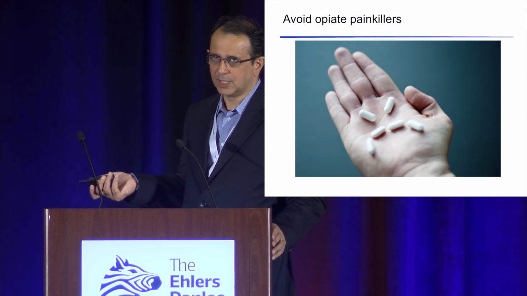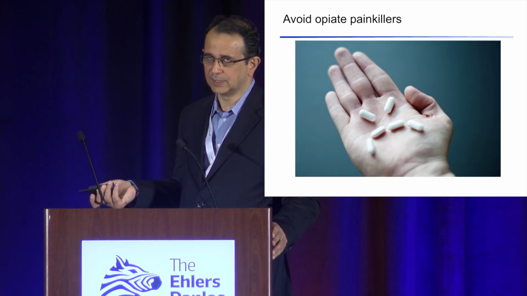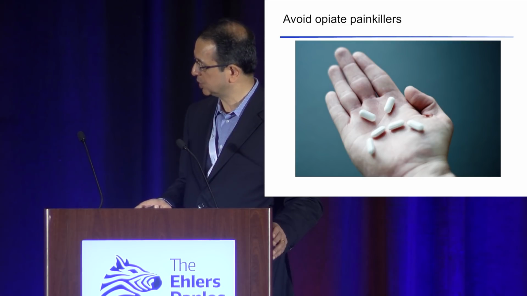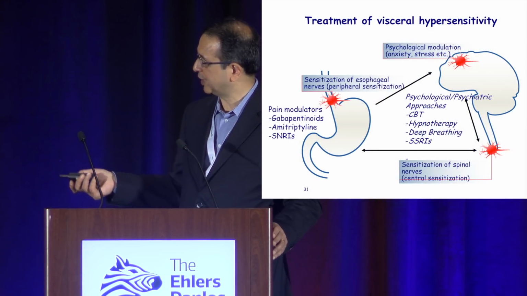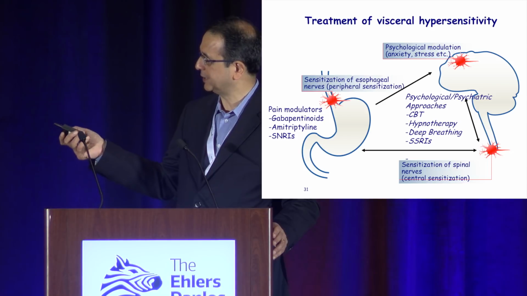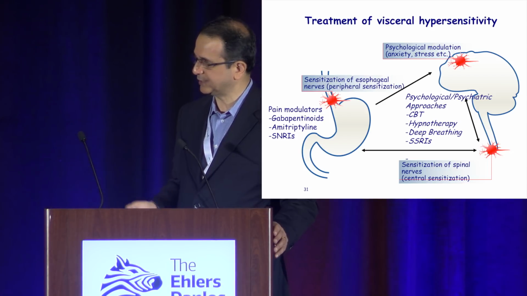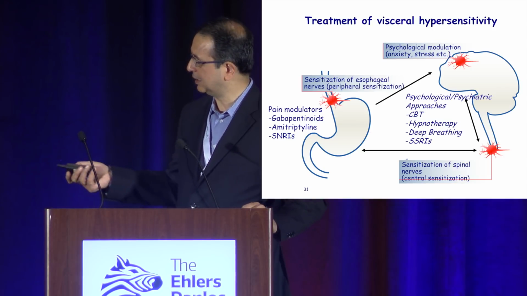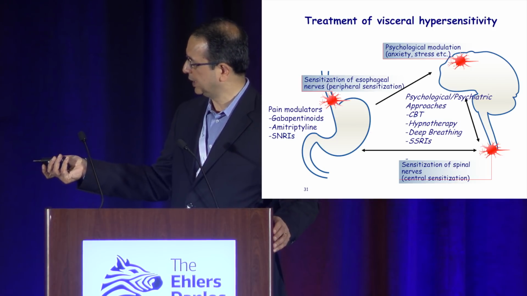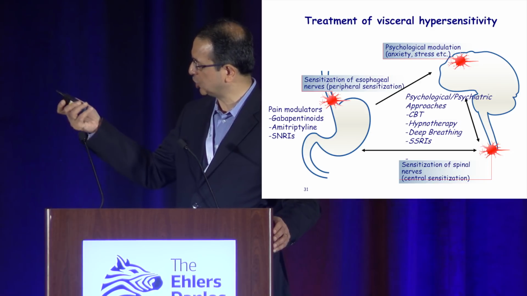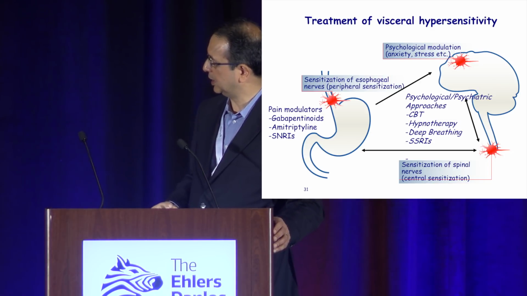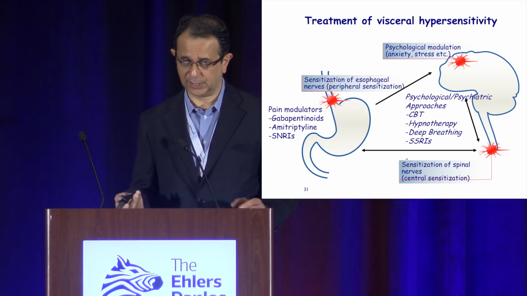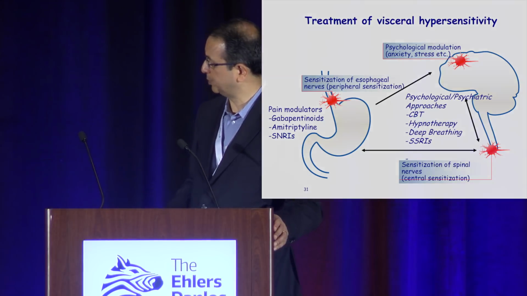Avoid opioid painkillers because they'll slow your gut down even further, so it's important to try and avoid them as much as possible. And there are drugs, of course, that reduce sensitivity. These are called pain modulators, like gabapentinoids, amitriptyline, SNRIs like duloxetine, etc., that desensitize your nerves in the gut. These are considered to be very useful in some of our patients, but for the central sensitization, especially psychological stress, etc., psychological therapy like CBT, hypnotherapy, slow deep breathing, and SSRIs can also be helpful.